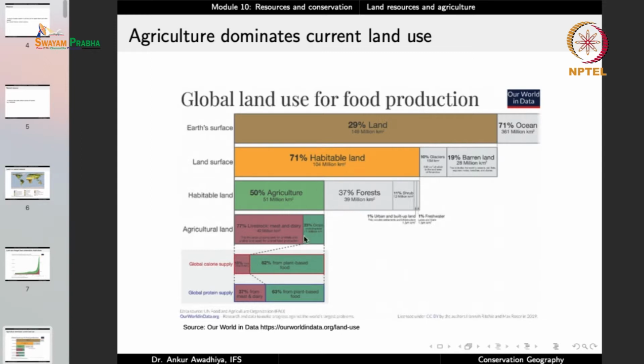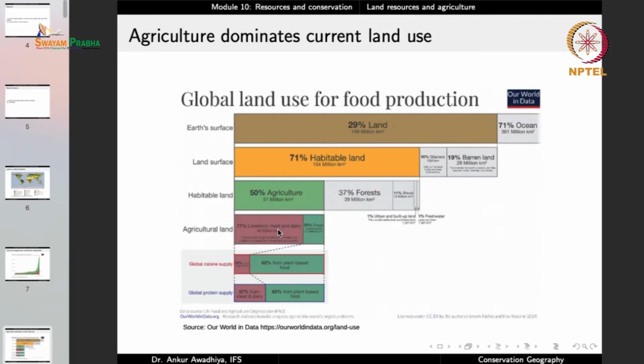And in this agriculture, the major share is taken up by livestock, meat and dairy. This is as much as 77% of this 50%, and 23% is under cereals or other crops. Now, if we look at the global calorie supply, we find that this 77% of the land is able to provide for only 18% of the global calorie needs and only 37% of the global protein supply, which means that this is not a very efficient way of using up the land. Whereas this 23% is able to provide 82% of the world's calorie needs and 63% of the protein needs. So this is a much more efficient way of using the land resource.